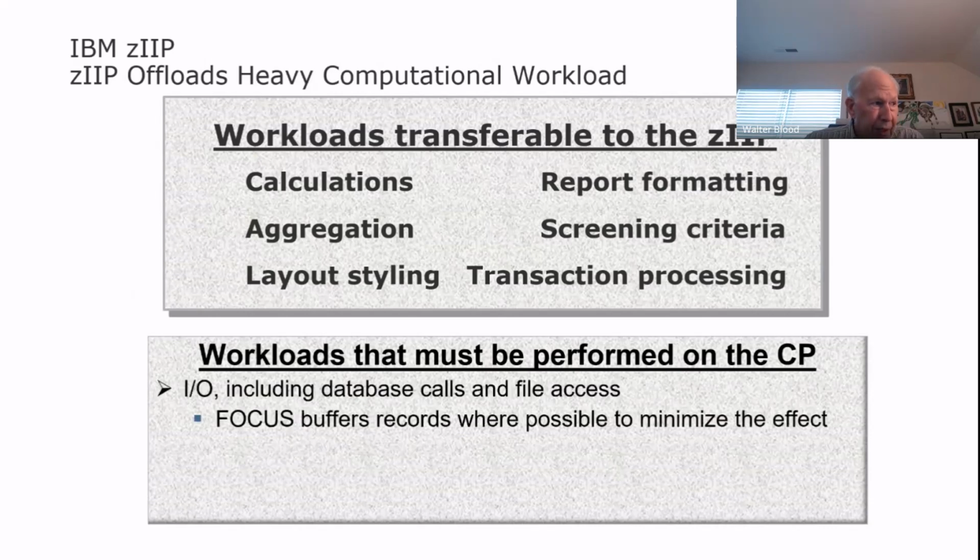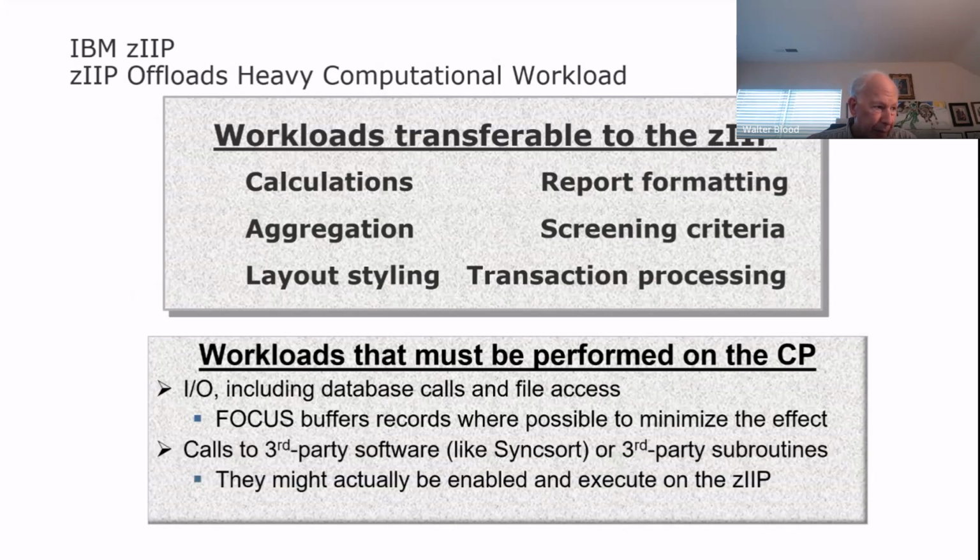That's a big one. Anytime we have to do I/O, we have to go from the zIIP back over to the TCB that called us. Now, FOCUS and WebFOCUS do buffer records in order to minimize the effect of this. And in some cases, even with the FOCUS database, our I/O basically is done via track, not via record. Consequently, the amount of I/O that needs to be done and the number of movements from the zIIP back to the TCB is limited.